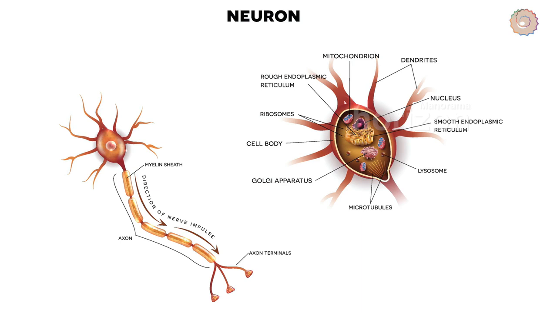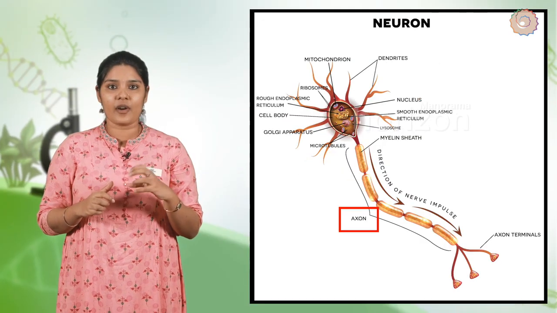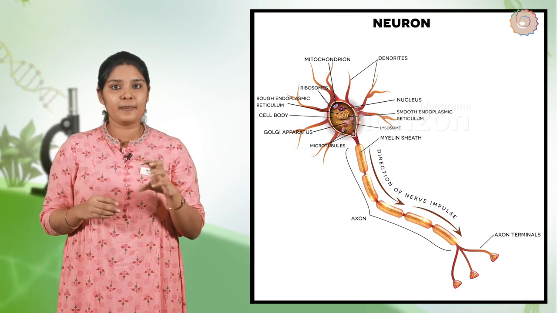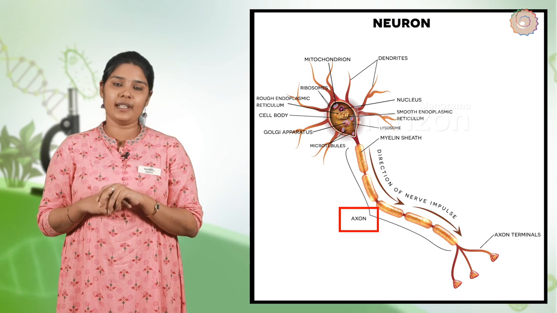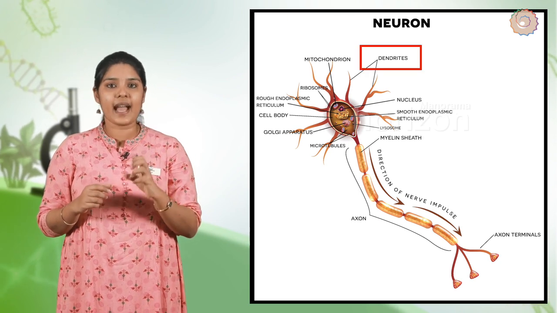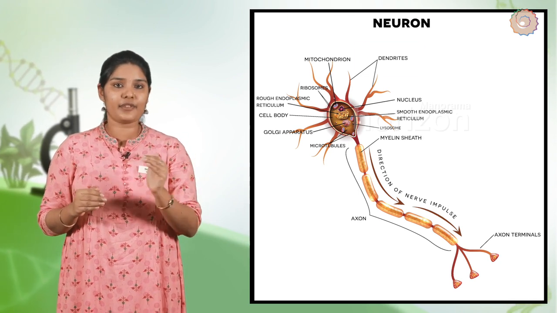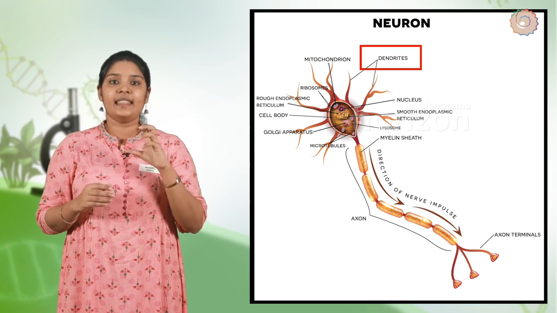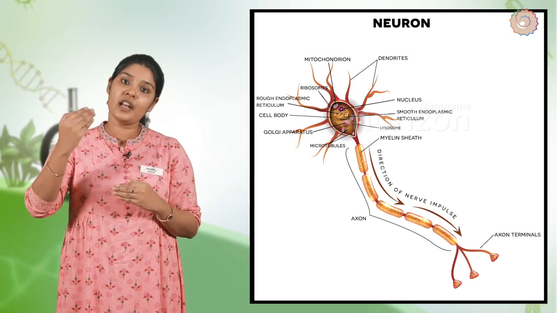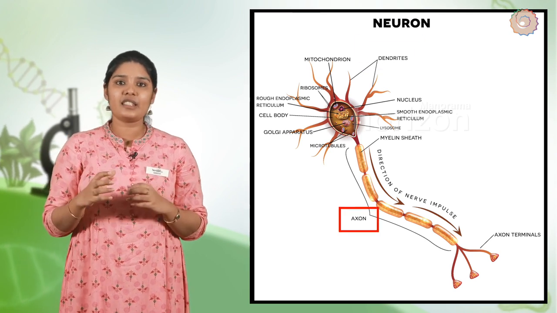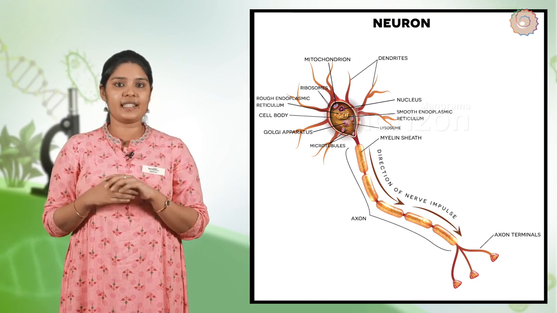Now let's learn about each part of the neuron in detail. The cell body contains nucleus, cytoplasm and specialized organelles. The axon extends from the cell body, helps in transmitting electrical signals from the cell body to axon terminals. Dendrites are branch-like extensions that arise from the neuron's cell body. They obtain information from other nerve cells and carry the information to the cell body. The axons take information away from the cell body.